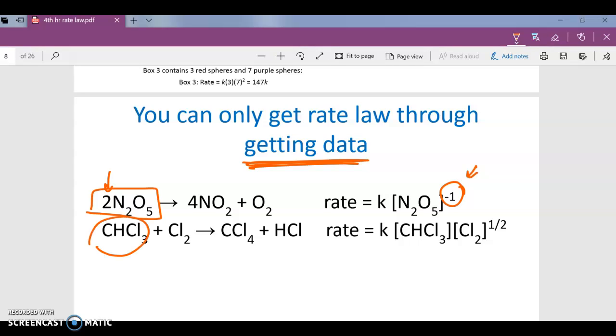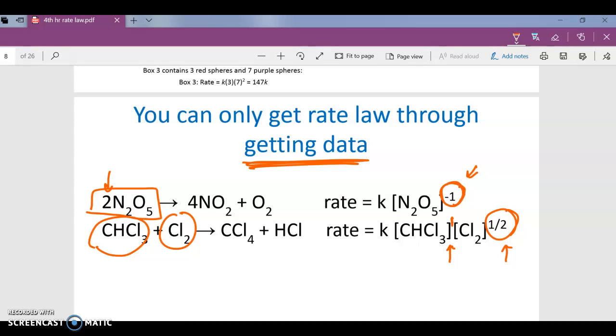Take a look at this one. This one has a 1 and this one has a 1. Well, this one happens to have a 1 right there. That's just coincidence. But this has a 1/2. That's weird too, right? The moral of this slide is you must use data to get these rate laws. The other part is, yeah, you can have fractions, 1/2, and you can have negative numbers.